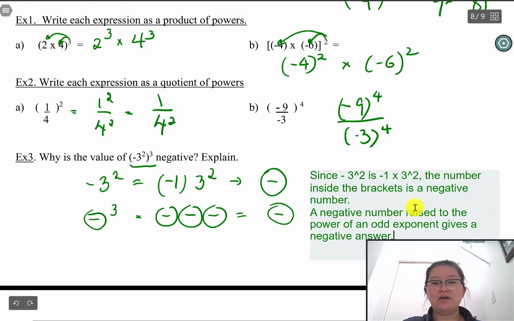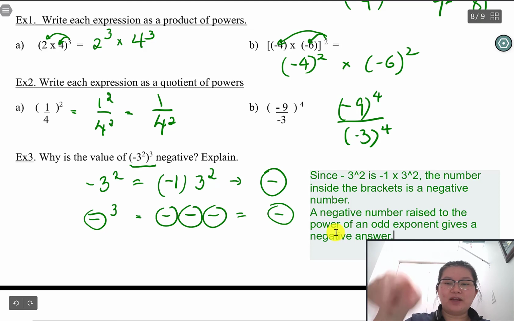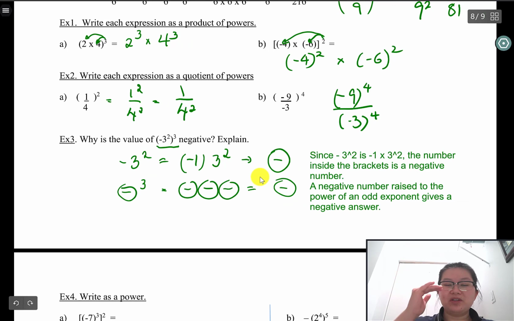Okay, so here we go. If you had written this, this would give the complete explanation. Since negative 3 to the power 2 is negative 1 times 3 to the power 2, the number inside the brackets is a negative number. A negative number raised to the power of an odd exponent is always going to give a negative answer. Okay, so that is how I would phrase that. Notice one step at a time in terms of the thinking process.